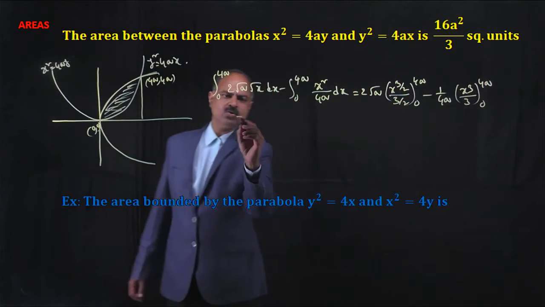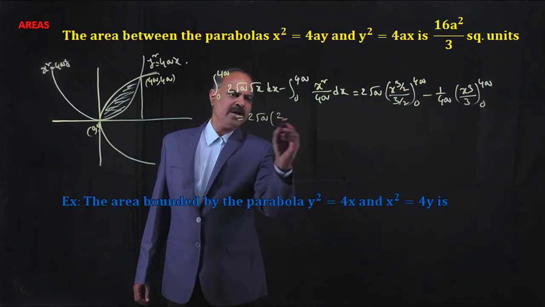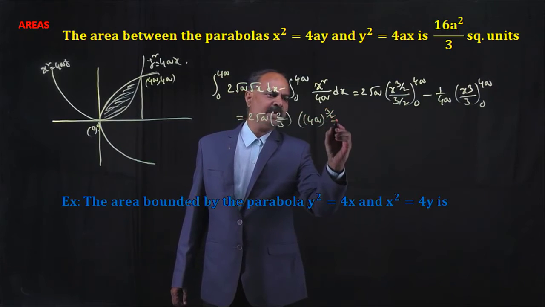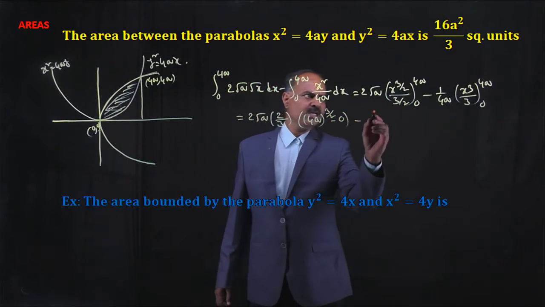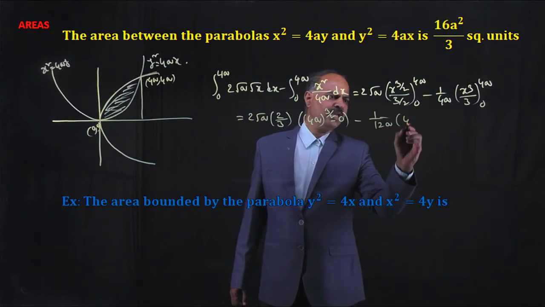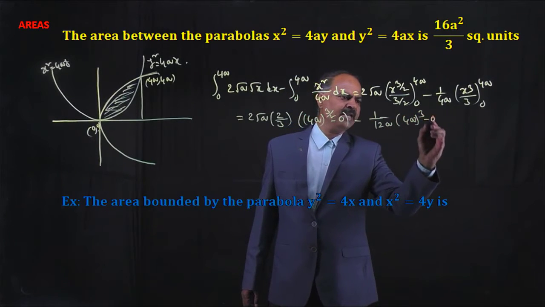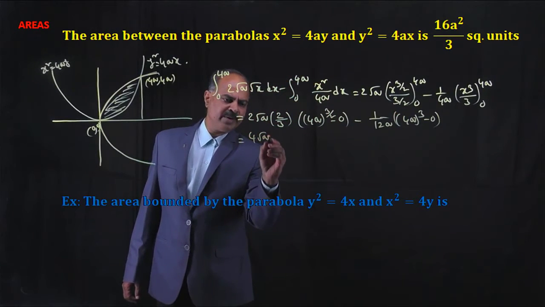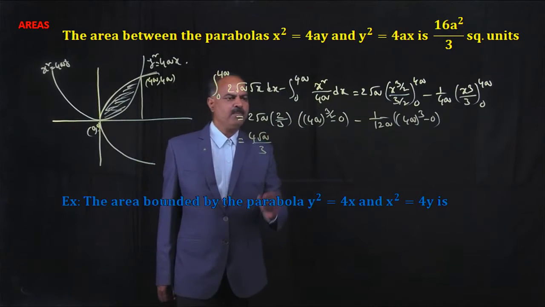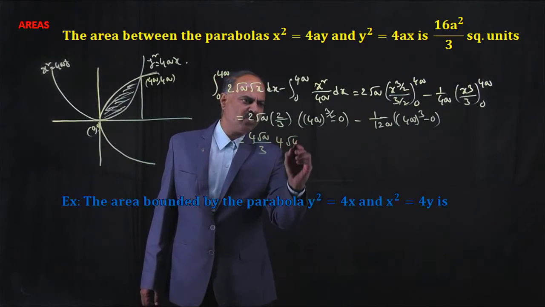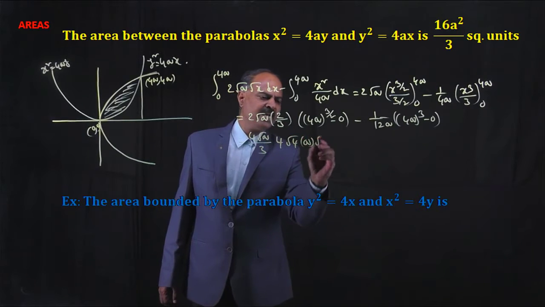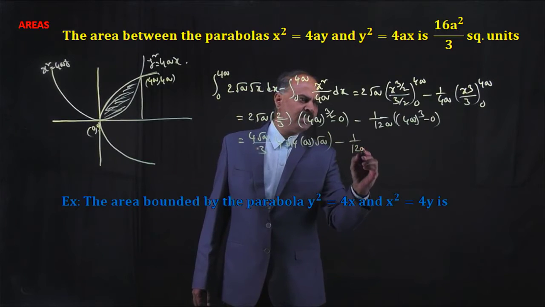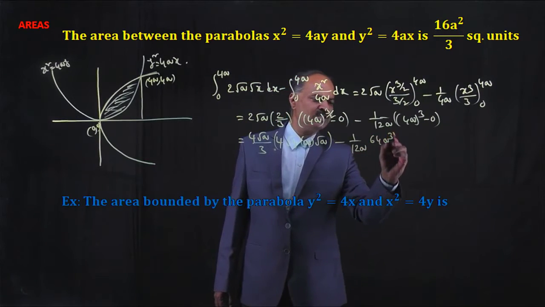Now this is equal to 2 root a into 2 by 3 into (4a)^(3/2) minus 0 minus 1 by 12a into (4a)^3 minus 0. Now this is equal to 4 root a by 3 into 4^(3/2). That is 4 root 4 into a^(3/2), which can be written as a root a, minus 1 by 12a into 64a^3.